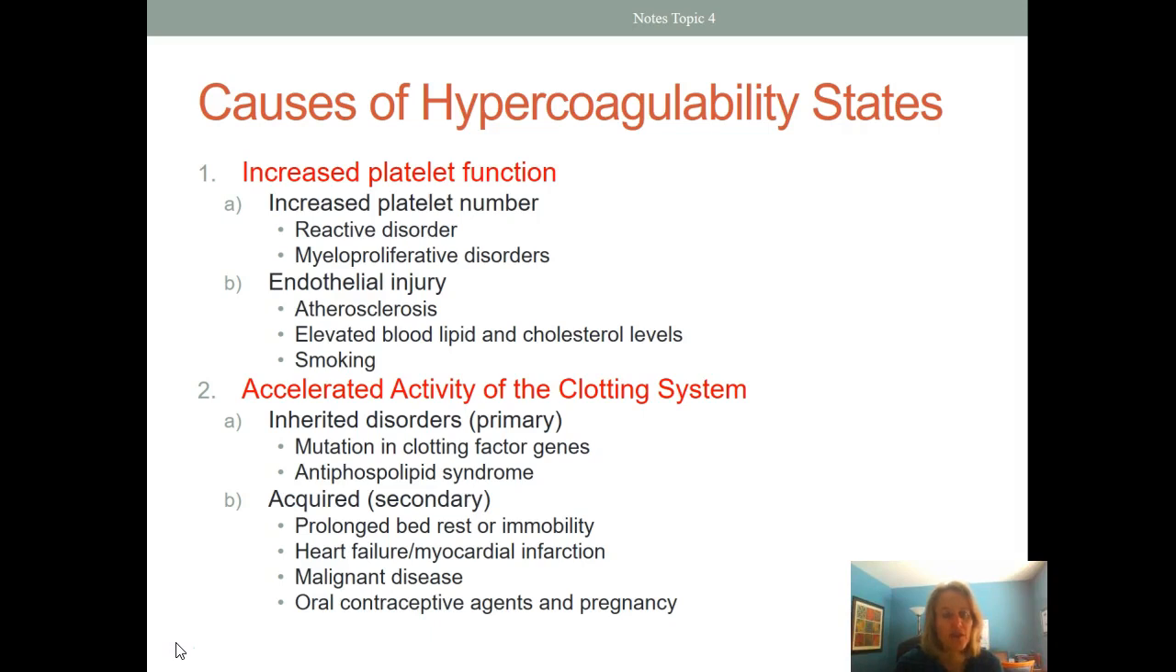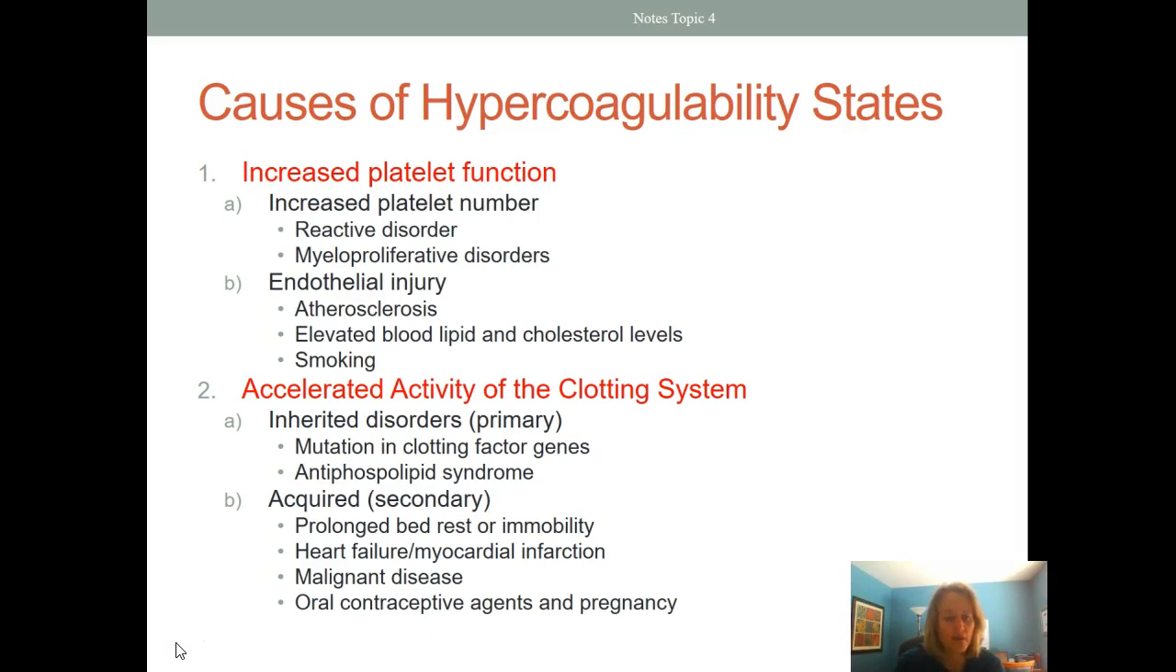Or we can have an increase in platelet function due to endothelial injury. The endothelium can be damaged with atherosclerosis, can be damaged by high blood lipid and cholesterol levels, and can be damaged by smoking. The next cause is accelerated activity of the clotting system. This could be due to an inherited disorder or primary disorder, in which we have a mutation in clotting factor genes. Or another cause is antiphospholipid syndrome.